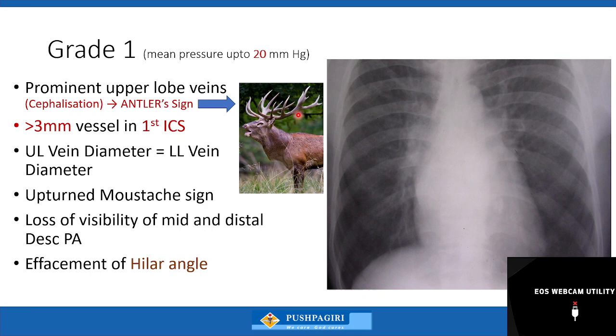It is another name for the antlers horn sign. Then there is loss of visibility of the mid and distal descending pulmonary artery, and the other is effacement of the hilar angle. That will come in the next slide.